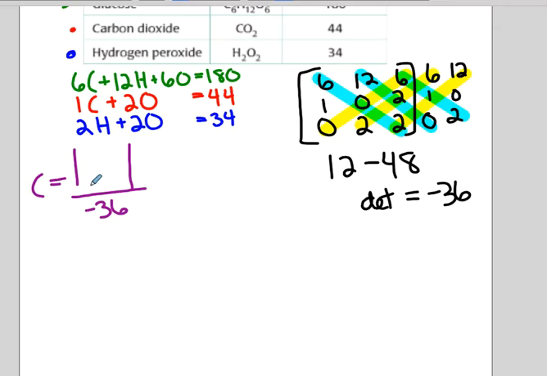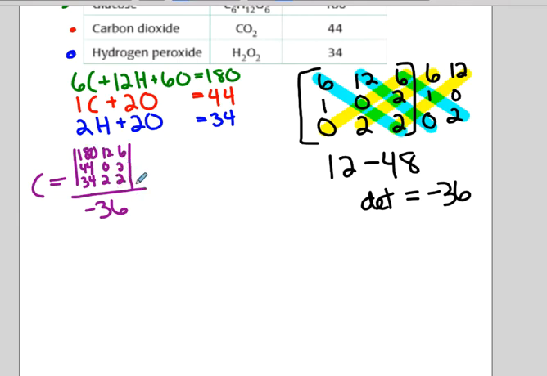So the numbers that go in here are very similar to this one, but all of the carbon coefficients go away. So the 6, the 1, and the 0 are going to go away, and I'm going to replace them with 180, 44, and 34. So definitely a calculator is totally fine. So we have 180 and 44 and 34. Didn't really make enough room here, but we'll make do. And then I have 12, 0, and 2 for hydrogen, and then I have 6, 2, 2 for oxygen.